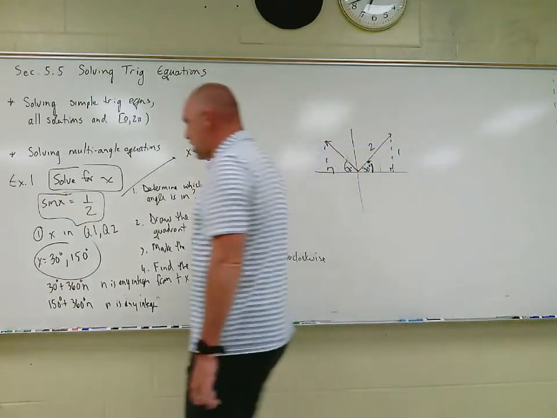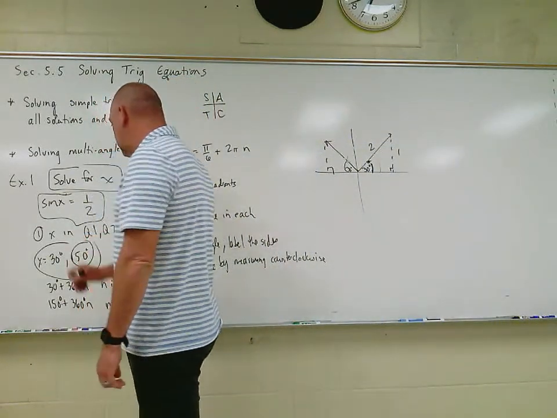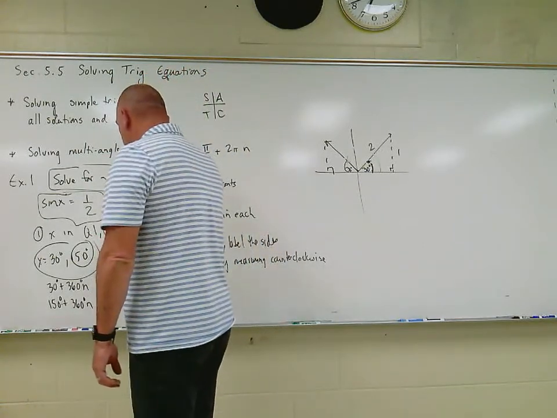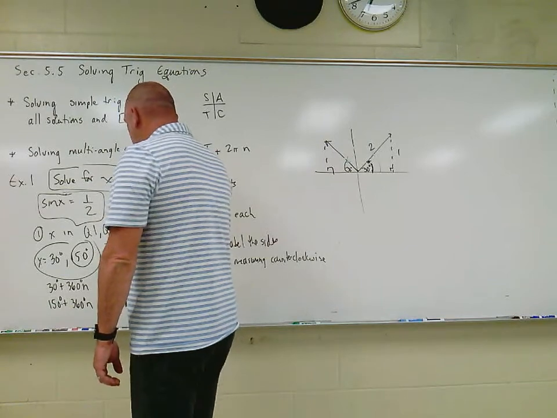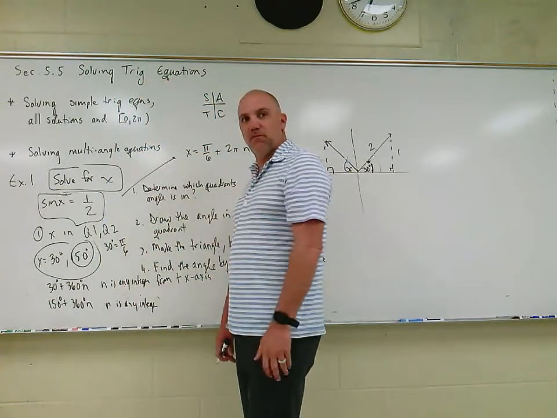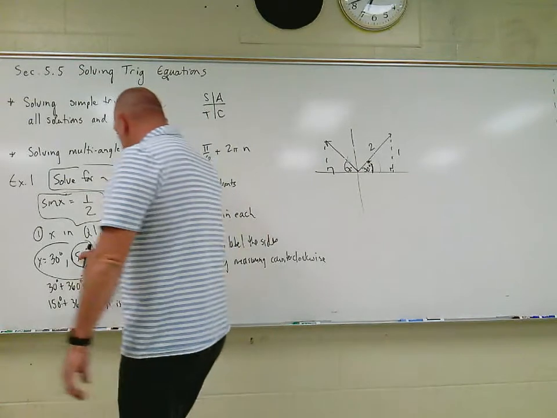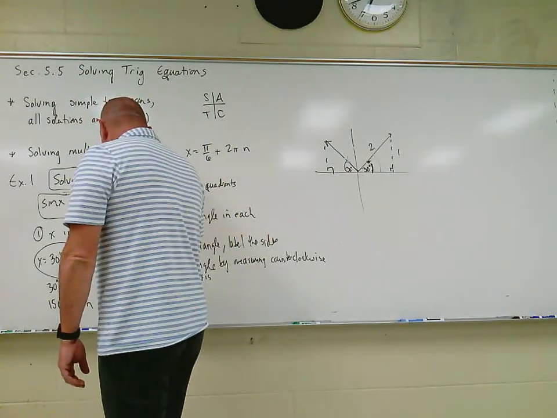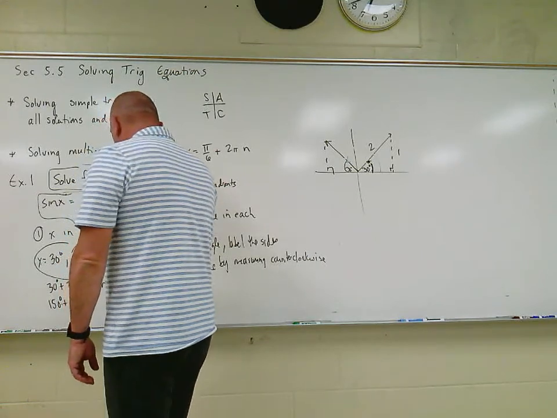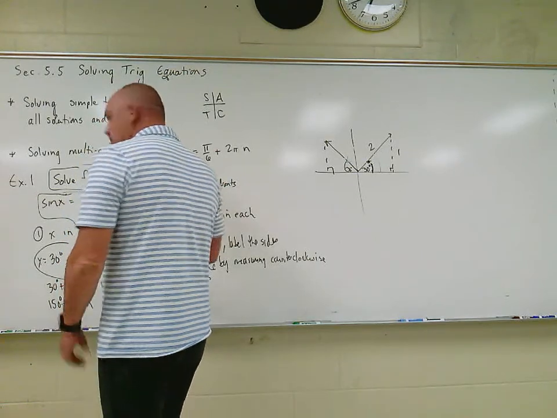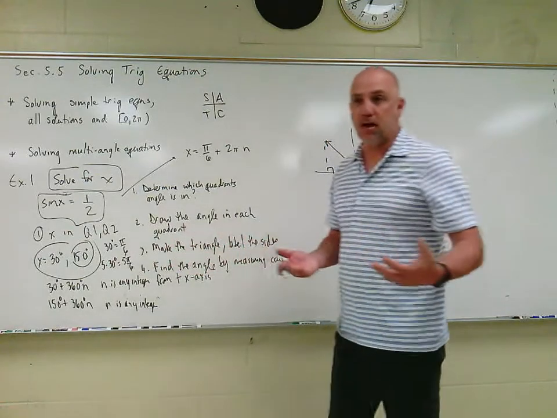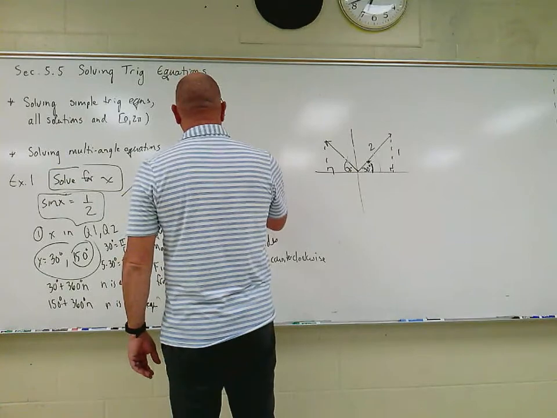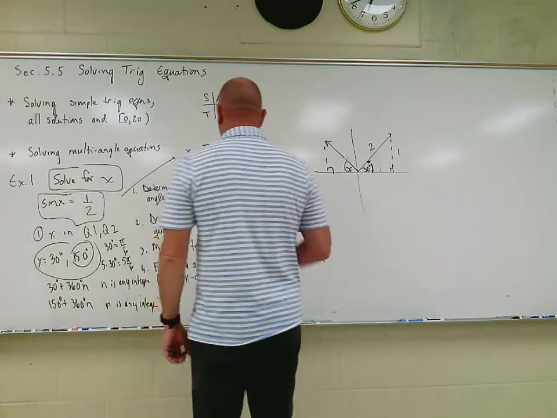Now, how do you get 150 in radians? So here's what I would say. If I know 30 degrees is pi over 6, how many 30s are in 150? 5. So since 150 is 5 times 30, therefore it's going to be 5 pi over 6. That's how I would convert it. Doesn't matter, you're going to have to write it. And so we get x equals 5 pi over 6 plus 2 pi n. Okay?